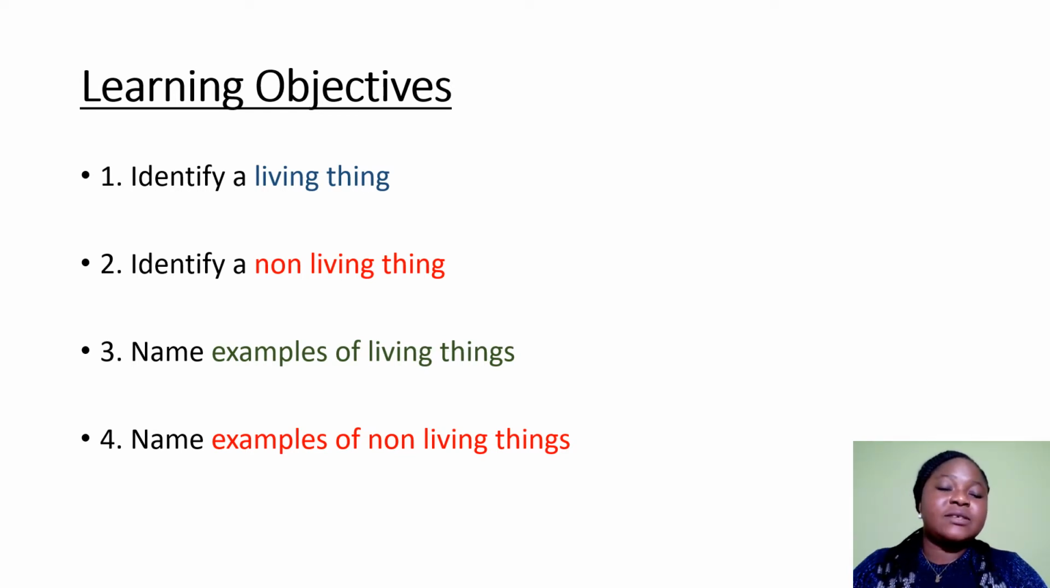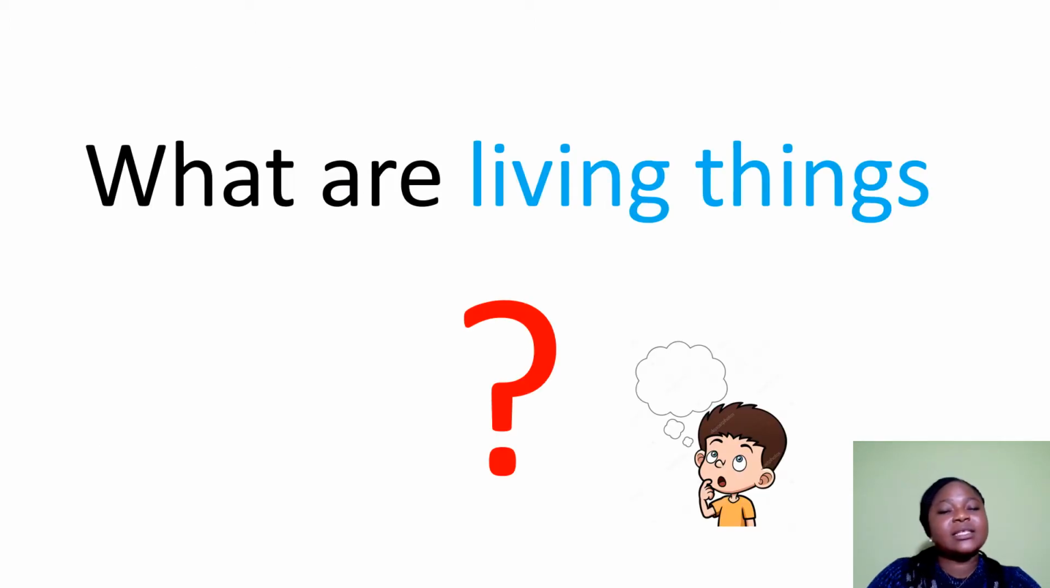Let me take our objectives again. Objective number 1, identify a living thing. Number 2, identify a non-living thing. Number 3, name examples of living things. And objective number 4, name examples of non-living things. Good. I hope you are following.